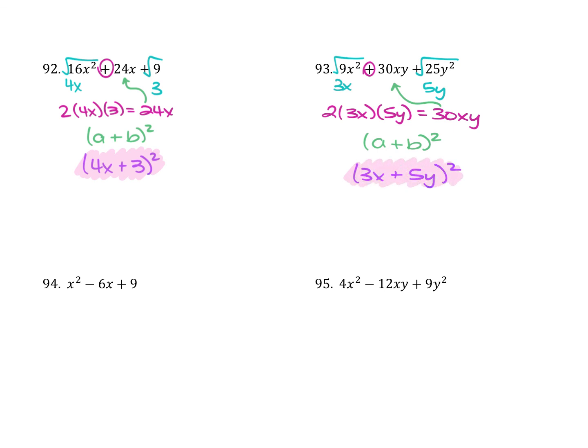For 94, you have x squared minus 6x plus 9. You can take the square root of that x squared, it's x. You can take the square root of the 9, it's 3. The sign between them is negative, so if we do a negative 2 times x times 3, it gives us the negative 6x. That is our middle term. So for this one, since it's negative, we're going to use a minus b squared. So this is just x minus 3 to the second power.